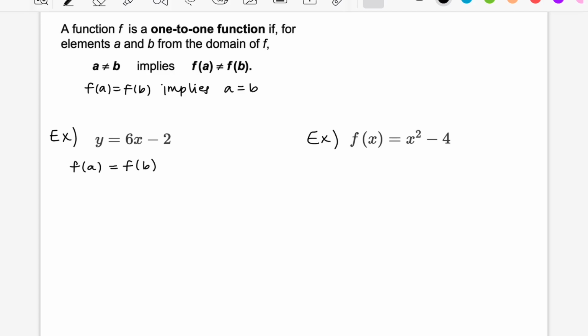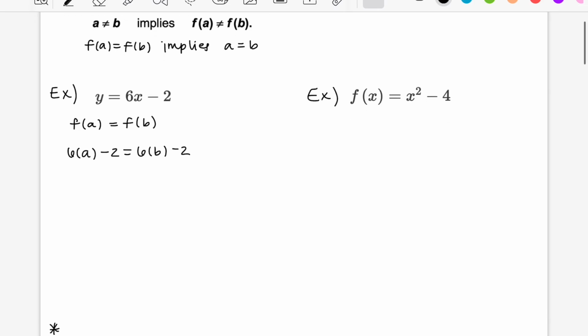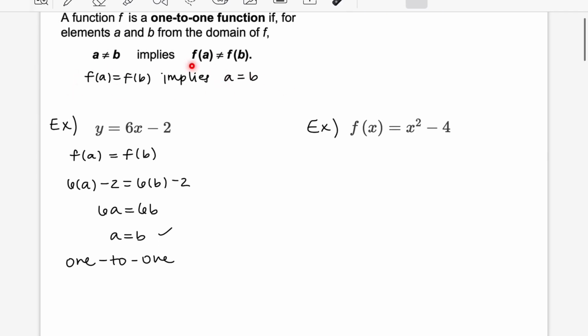plugging a into our function, we'll have 6a minus 2, and plugging b into our function, we'll have 6b minus 2. Notice that these 2's cancel. If we add 2 on both sides, these cancel, and we get 6a is equal to 6b, and then the 6's cancel, and we therefore get that a is equal to b. So this tells us that this function is one-to-one, just using this fact.